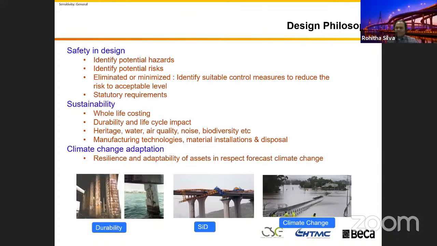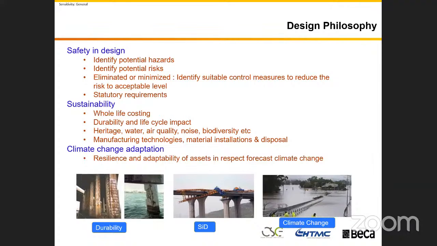I have a question. Yeah, Diane. How often do you design for impacts or collisions in a bridge? Generally, for each and every bridge, or do you select several bridges depending on the importance level?